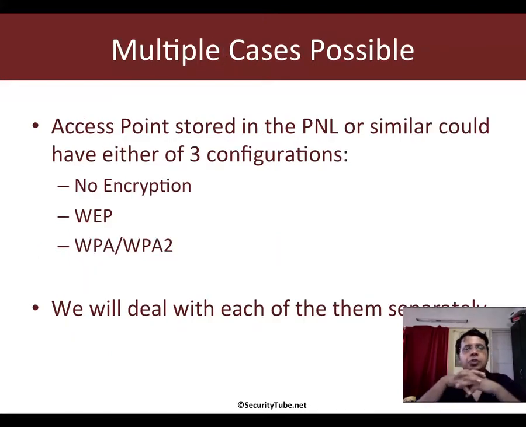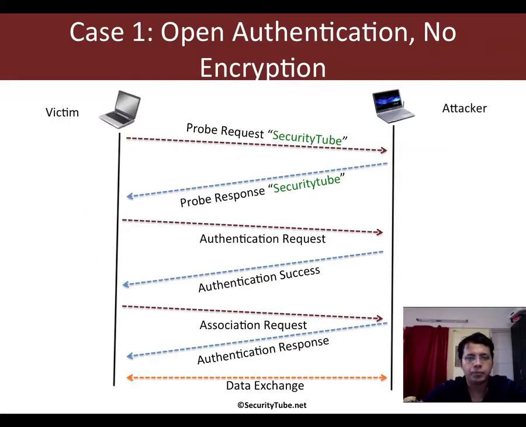Now, as you can imagine, there are multiple cases possible for any given network which is stored in the client. Now this stored network, like default as we just saw in the slides before, could have one of the following configurations. Either it can have no encryption, maybe it is WEP protected, or maybe it has WPA or WPA2. Now in each of these cases, to actually hack the client, different ways or different techniques would be required. We'll take up case 1. Right? Case 1 is there is open authentication and no encryption at all for the given SSID.